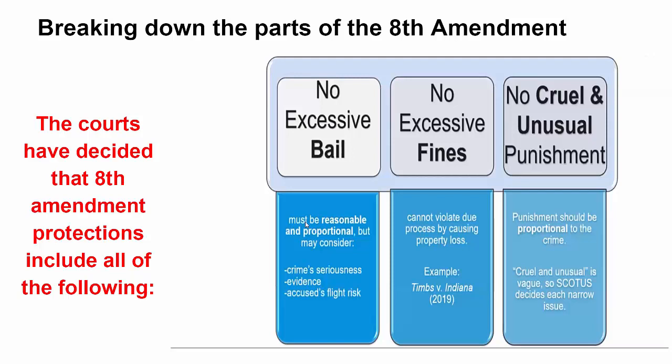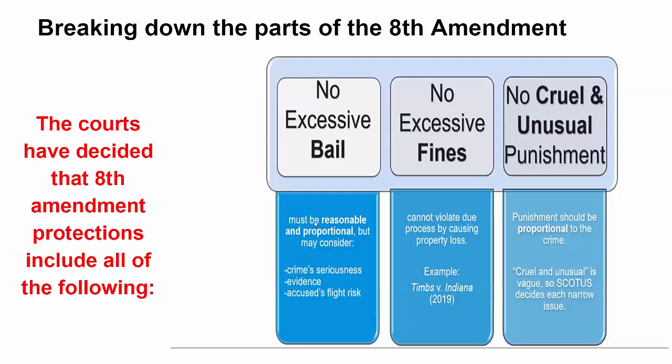The second category is excessive fines. No excessive fines may be applied. This means, for instance, as punishment, you can't violate people's due process by causing property loss. The courts have ruled here. So again, fines as punishments need to really be adequate and be commensurate with the crime itself.